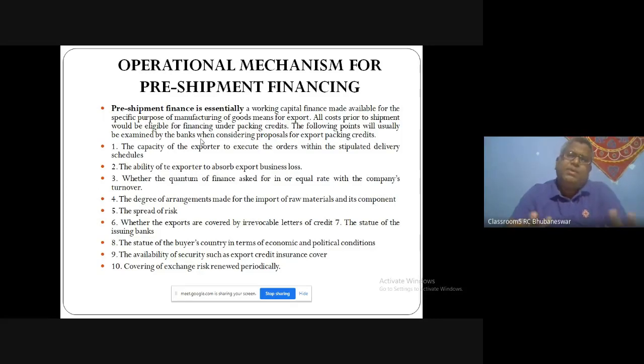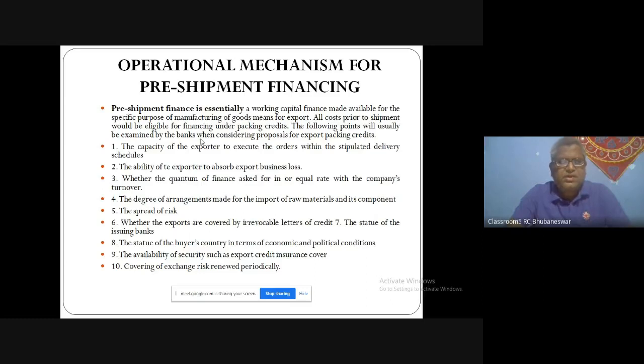Another one is operational strategy. How can pre-shipment financing be done? Pre-shipment financing, as I have already stated, covers manufacturing and packaging, or the goods can be examined through different types of export packing credits. What are they?